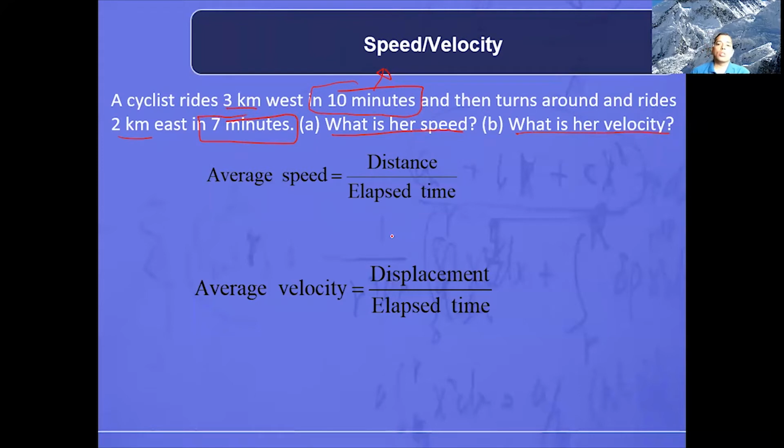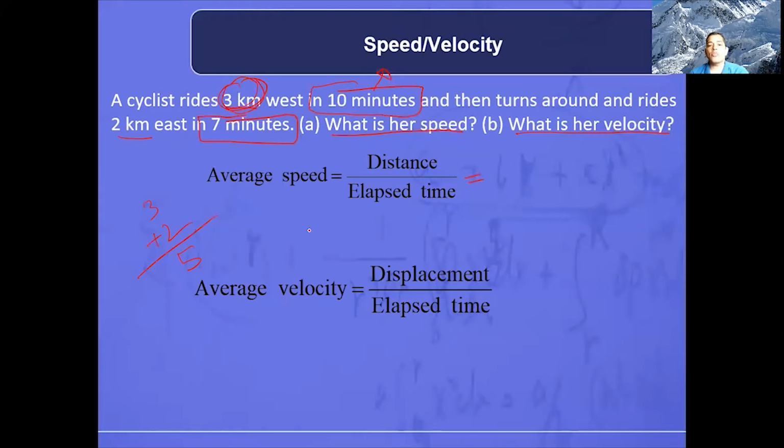So in this case, what is her speed? What is the total distance? We have to find the distance, right? When you talk about distance, you don't have to take the sign into account. That's the good news. So it's 3 plus 2, that's all. So 5 kilometers is the total distance.